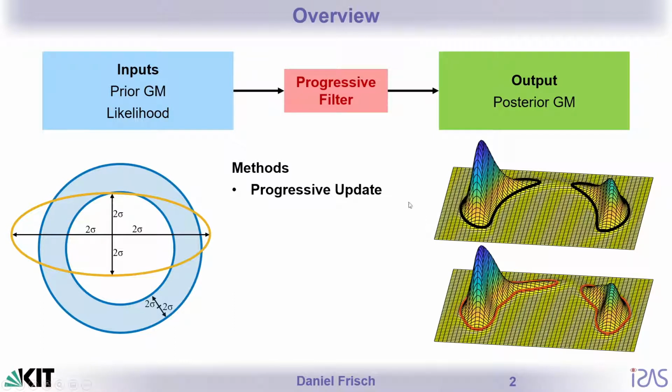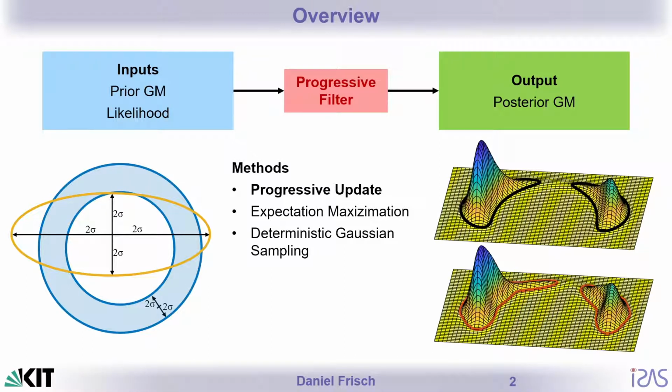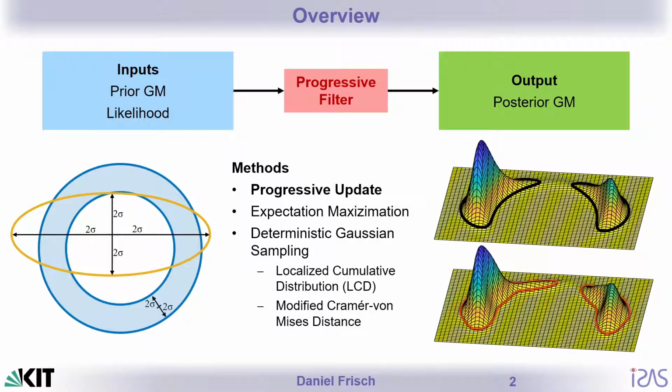The methods we use for this include the progressive update, which we will also focus on in this talk from now on. Additionally, under the hood, we use the expectation-maximization algorithm and deterministic Gaussian sampling that is based on the localized cumulative distribution (LCD) and a modified Cramér-von Mises distance.